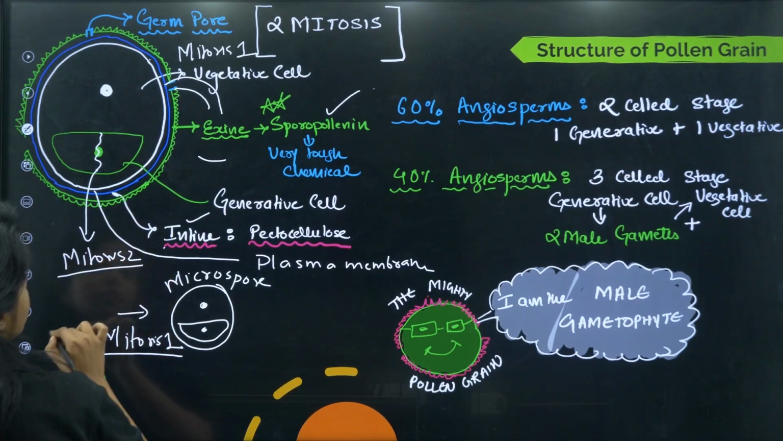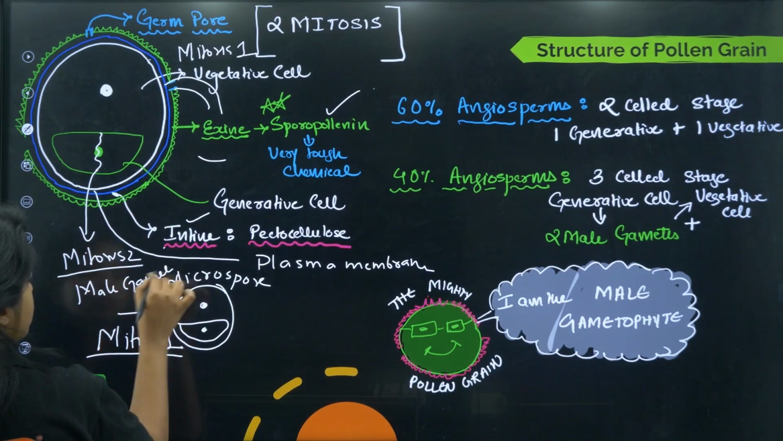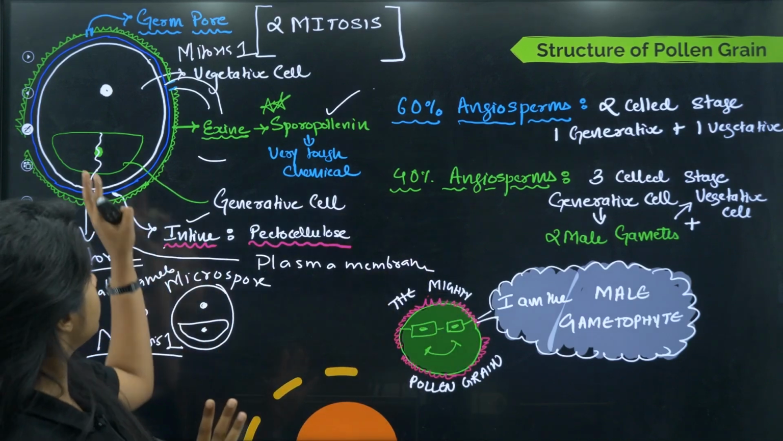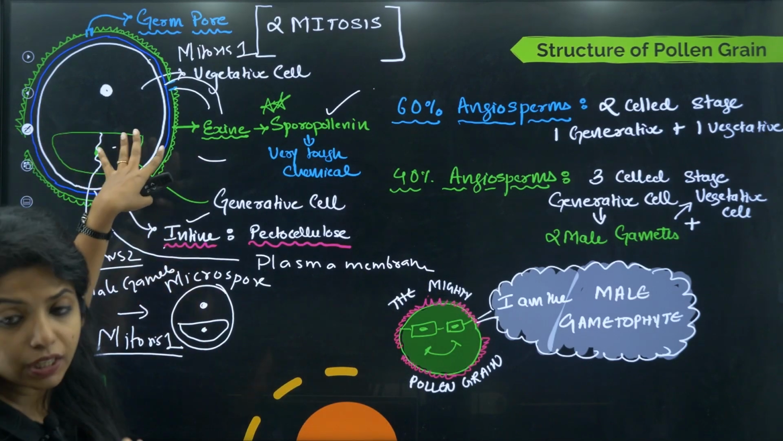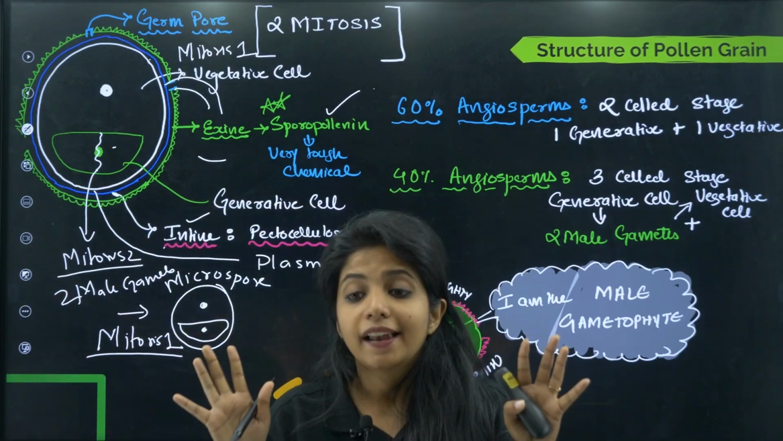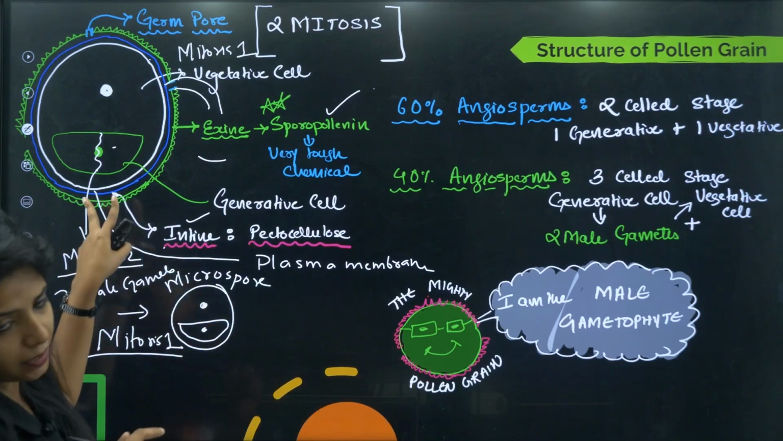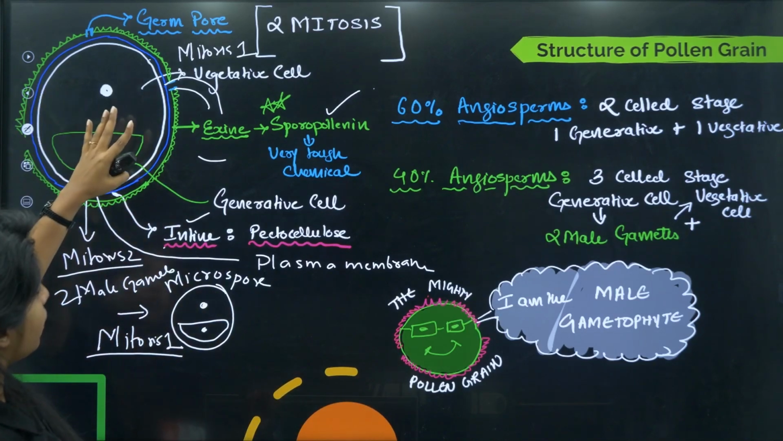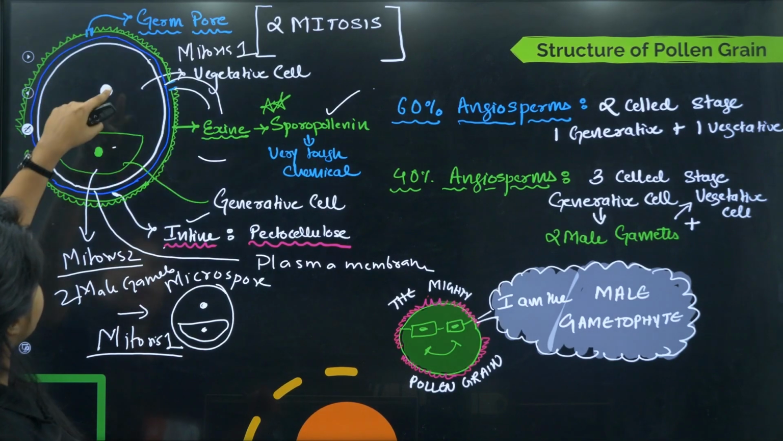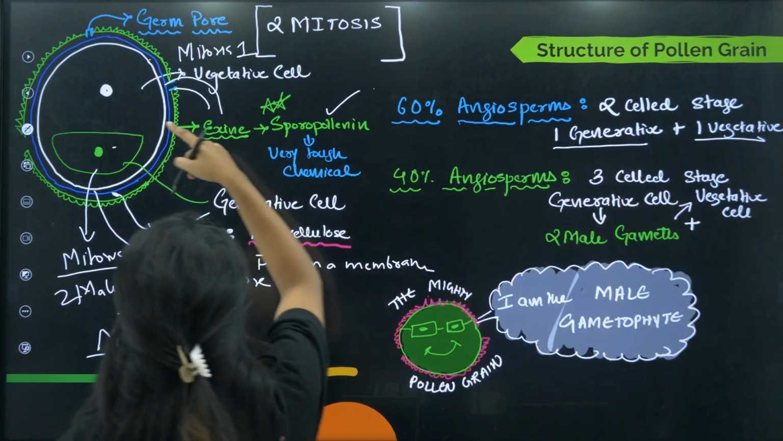Mitosis 2 happens over here, and as a result you get 2 male gametes. What do you get? You get 2 male gametes. So in 60% of the angiosperms, the generative cell does not divide, and the vegetative cell is also like that only. They go there, land there, and later divide into 2 gametes. So at this stage, if they are not dividing, can I say that it is going in the 2-cell stage? Yes, one will be generative and the other one will be the vegetative cell.